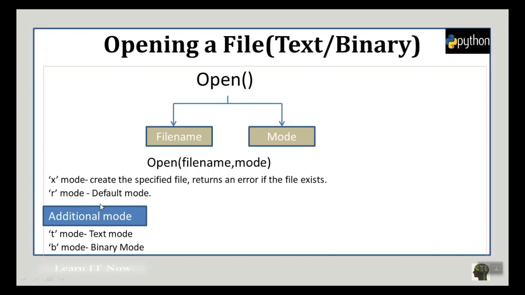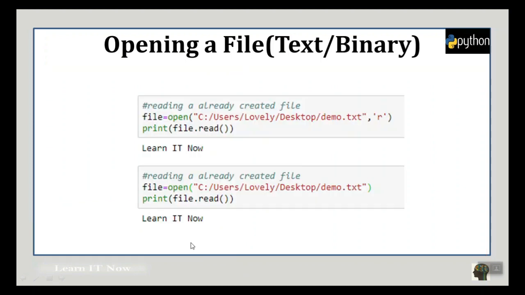The R mode is the default mode. So if you don't mention the mode, it will open it in read mode. Additional modes are T and B. T is for text and B is for binary mode.